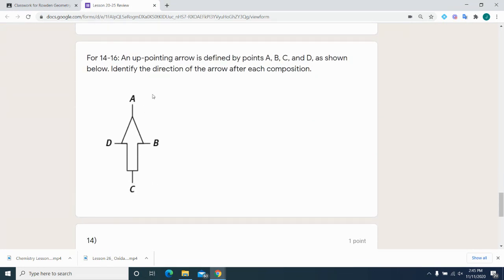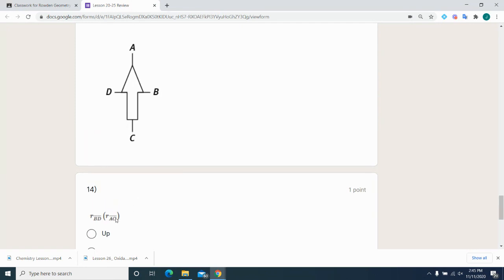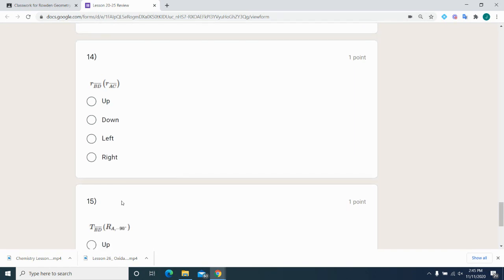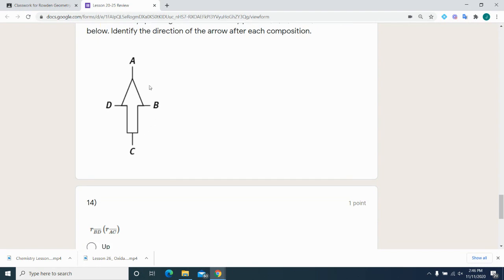Number 14, an up-pointing arrow is defined by the points A, B, C, and D. Identify the direction of the arrow after each composition. So if we reflect over AC, which is right here, that'll just spin. It doesn't do anything. And then you reflect over BD, that'll flip it so it points down. And then right here, rotate negative 90 around A. So take A and rotate negative 90. Remember, negative is spinning this way. So this rotates around A, so it's right here. So this base is right here, so it points left.